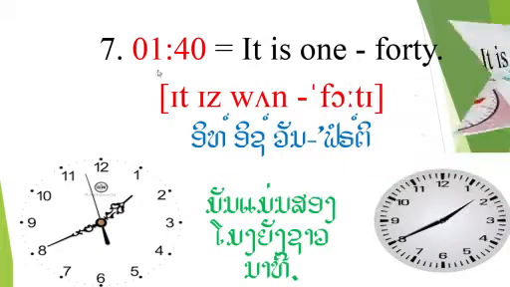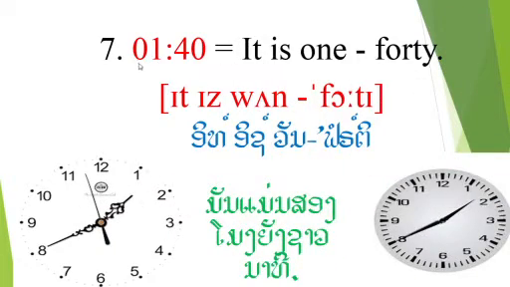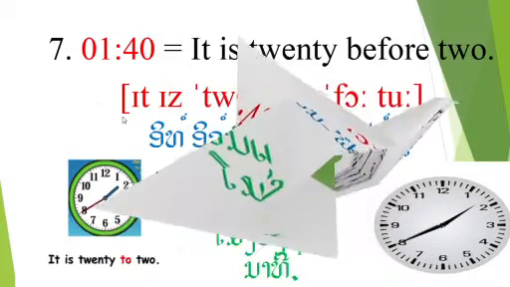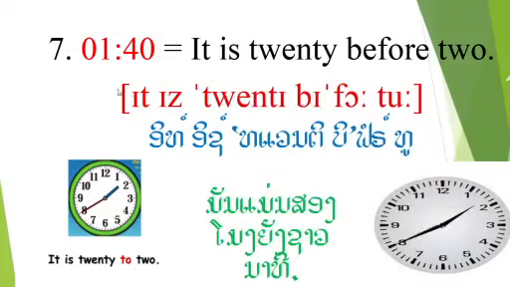See number 7. 1:40 is equal in an English sentence to: It is 1:40. It is 1:40. Let's see the next one. You talk about number 7, 1:40.